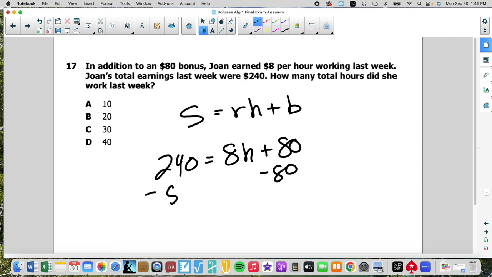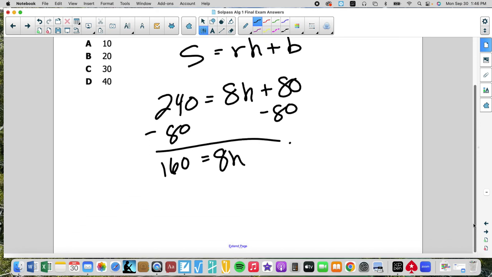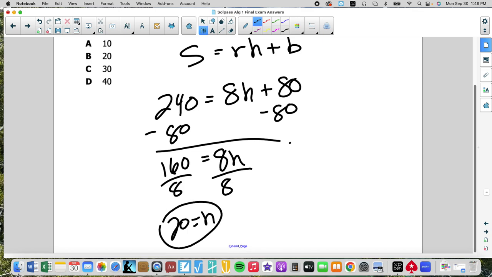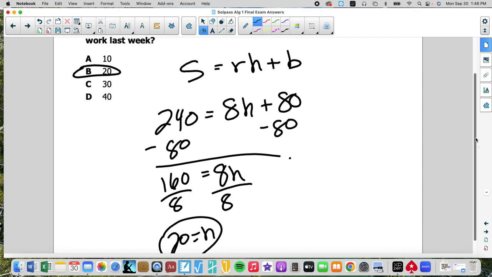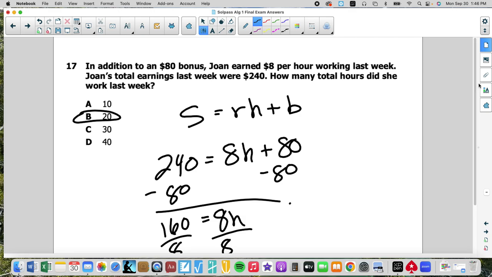Now we're going to solve for H, the number of hours. 240 minus 80 is 160, which equals 8H. Divide by 8, divide by 8, H equals 20. So she worked for 20 hours. 20 hours at $8 per hour is 160, plus the 80 would get her to 240, if you wanted to check.